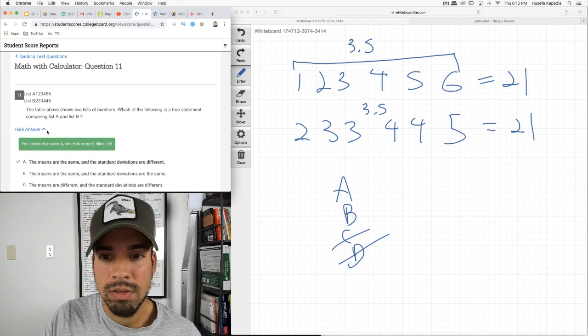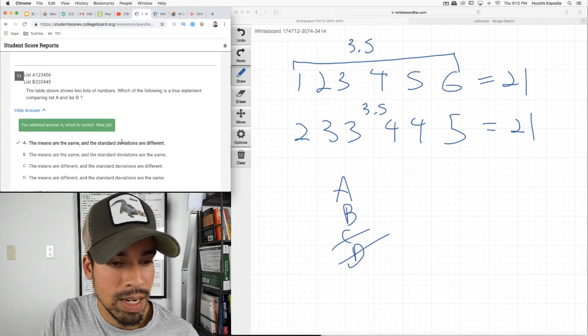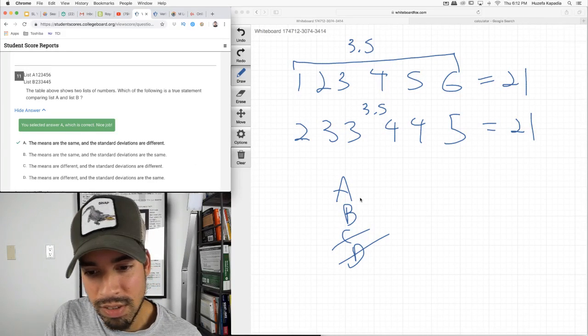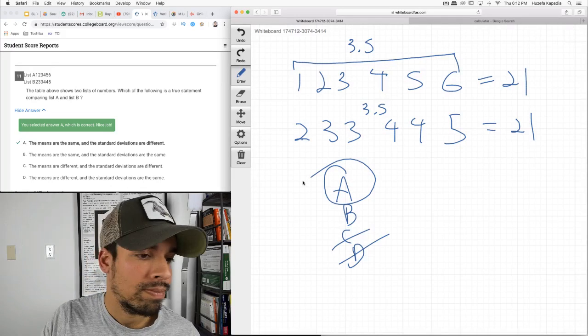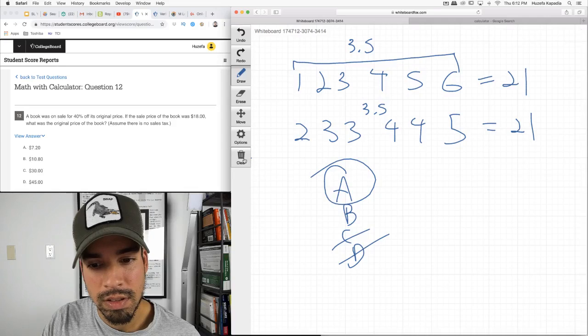Oh, wait, what? Oh, oops, not D. Sorry, I crossed off C and D. I meant A. The means are the same. The standard deviations are different. There you go. Okay, next.